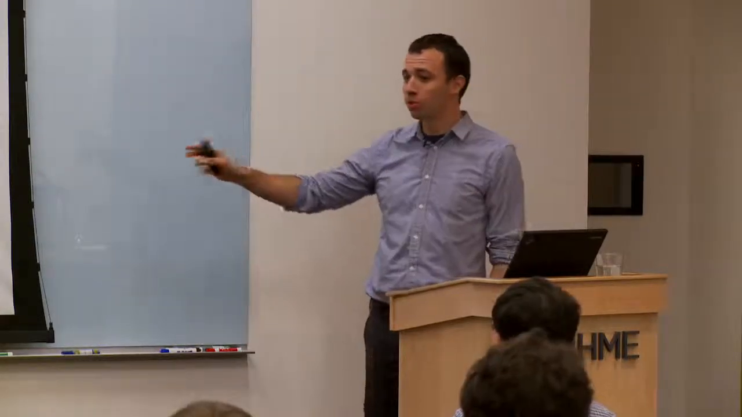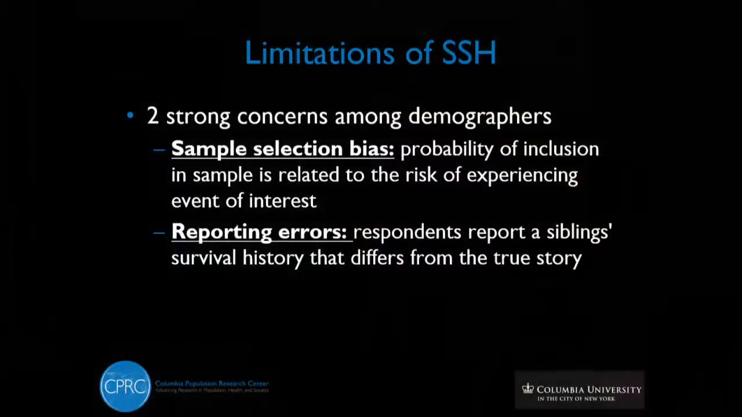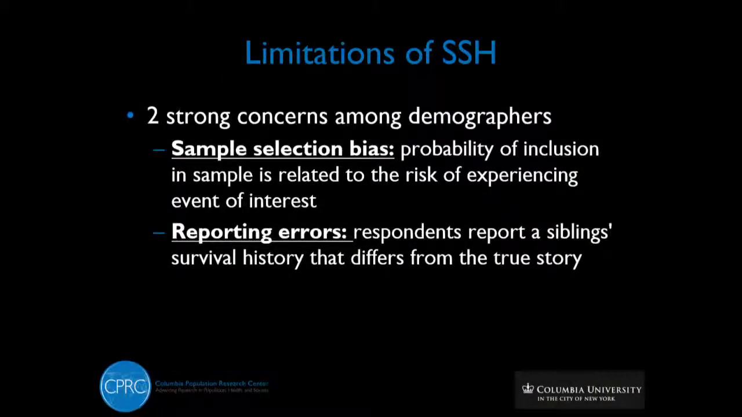I have a question about selection bias in these siblings. Not everyone in the population at risk of death, at risk of experiencing the event of interest, has the same probability of being included in the survey that you're conducting.